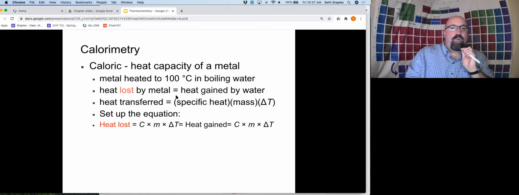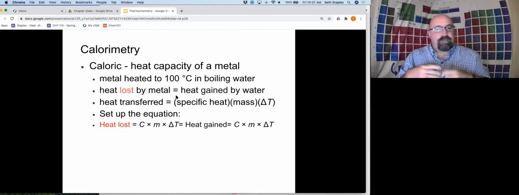And so what we have going on here is, again, our metal. This is just another example, but very similar. Metal heated to 100 degrees C. So we put some metal into some boiling water, maybe. It's heated up to 100 degrees C. We drop that into another sample of water.